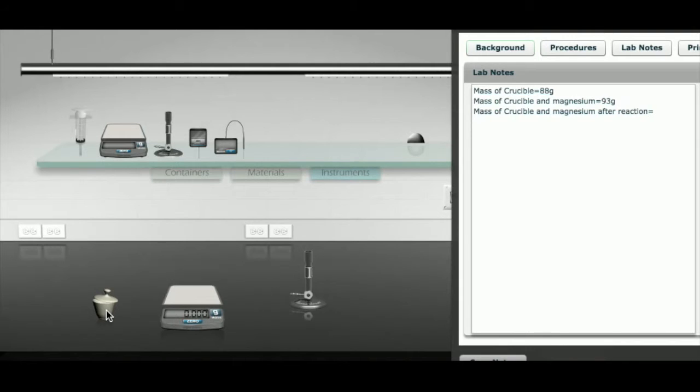We're going to now remeasure the new mass of the crucible and the new compound. So we're going to place the crucible back onto the balance. So as we can see, the new balance is 96.289 grams. So as we can see, the mass is increased by about 3.289 grams. This tells us that the new compound formed is larger than the initial element of magnesium.